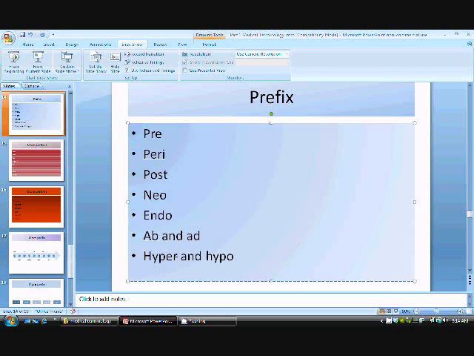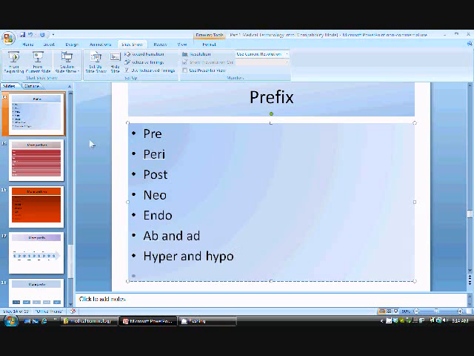Hyper and hypo, very easy ones for people to remember. If you say hypertension, that means you're referring to increased. If you say hypo, that means you are talking about decrease. So hypertension and hypotension, increased and decreased of each other.